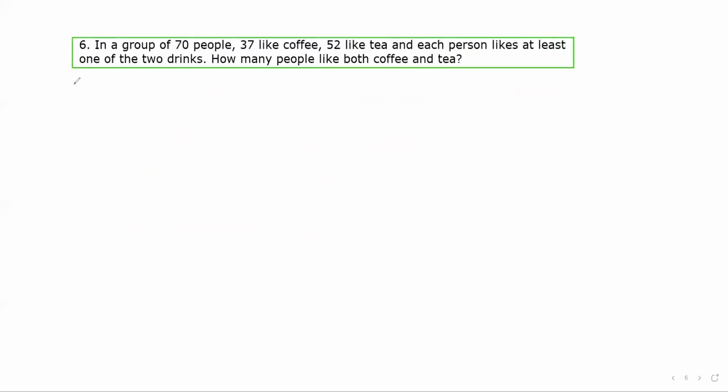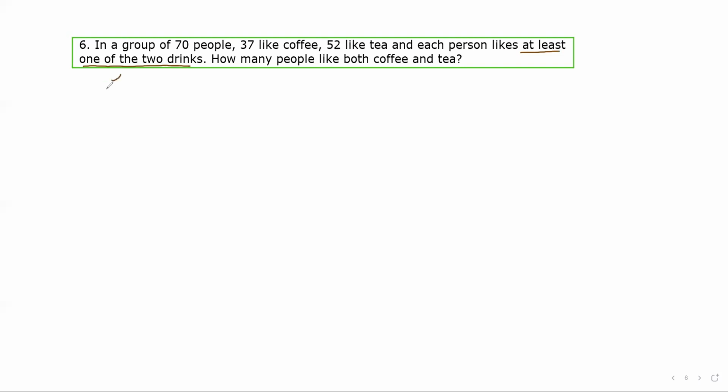Next, in a group of 70 people, 37 like coffee, 52 like tea, and each person likes at least one of the two drinks. How many people like both coffee and tea? So it's clearly mentioned that each person likes at least one of the two drinks. That means there are no people who do not like both the drinks. You have to find which like both coffee and tea.